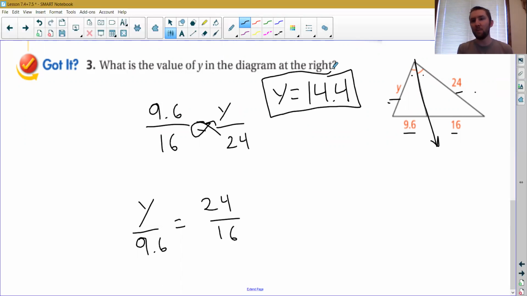So just setting up these proportions from the two pieces of the side that gets cut by that angle bisector, and then making a proportion with the side lengths, we can solve for missing sides of the triangle, missing lengths, missing pieces, figure out distances, and things like that.